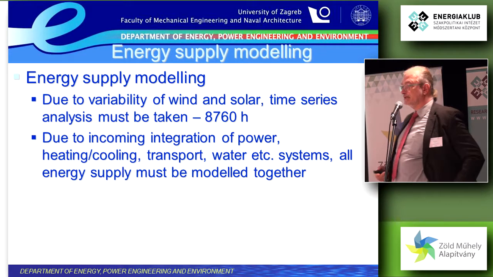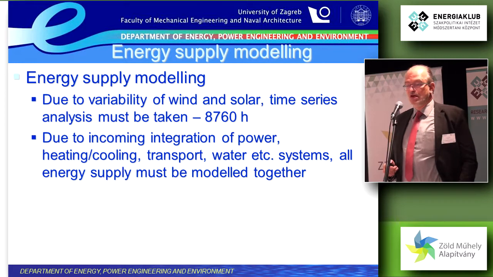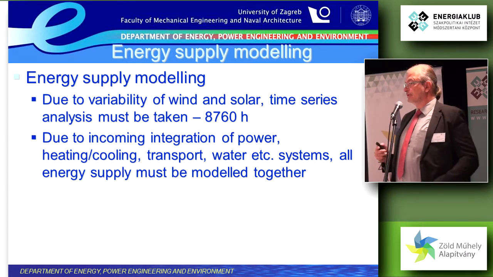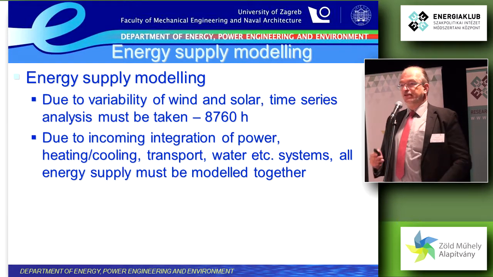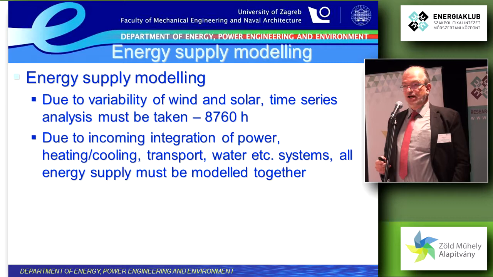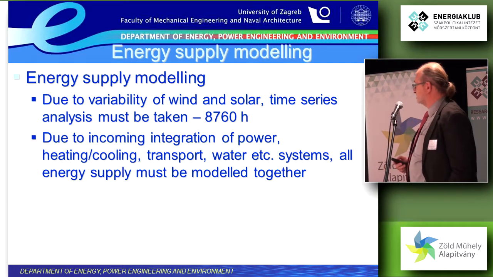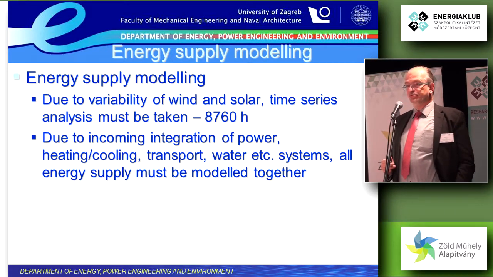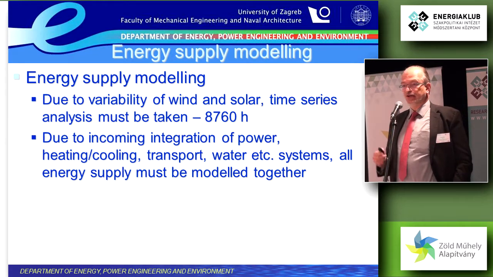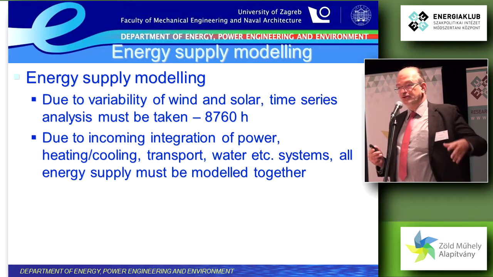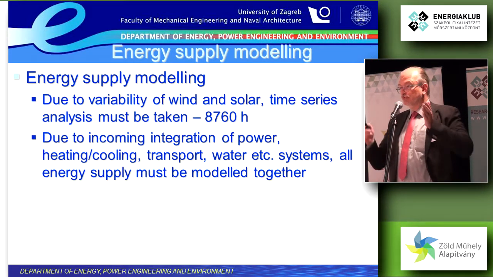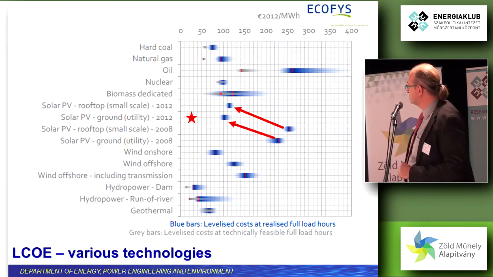Another side is when you think about energy supply modeling. If you are considering variable renewables, you have to do at least 8,760 time series analysis. Otherwise, you're not going to get good results. And if you are modeling only the power system, you will not get any useful results at all, because the future is integration of power, heat, transport, water, and all these sectors. You have to model them together. Otherwise, your solution is that there is no solution, which is an answer we have heard many times before. But if you want to do the right energy planning, you have to integrate all these sectors together.